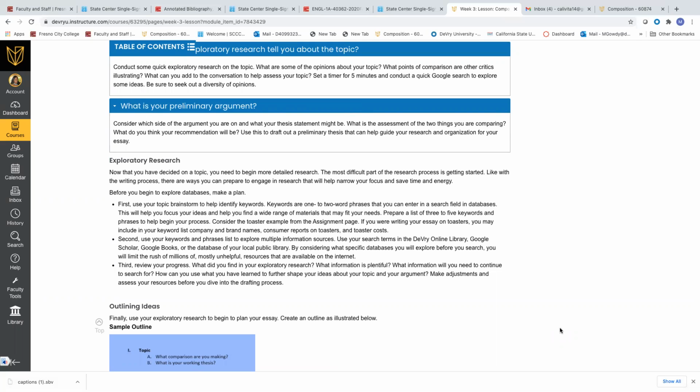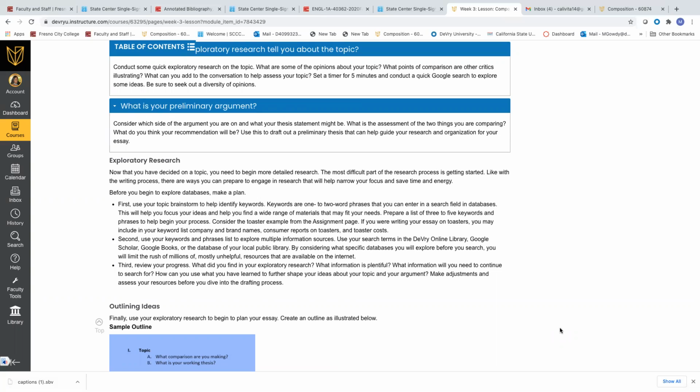Consider the toaster example from the assignment page. If you were writing your essay on toasters, you may include in your keyword lists companies and brand names, consumer reports on toasters, and toaster costs.